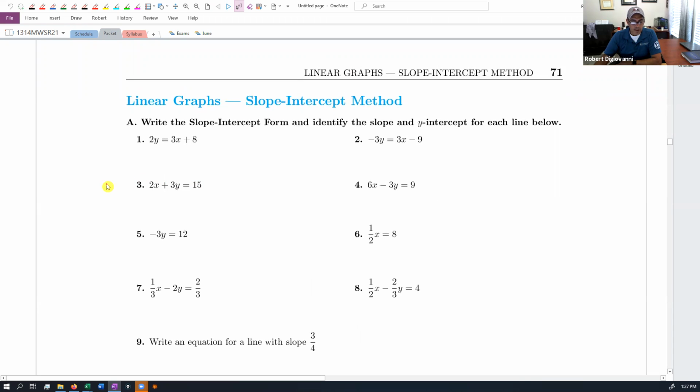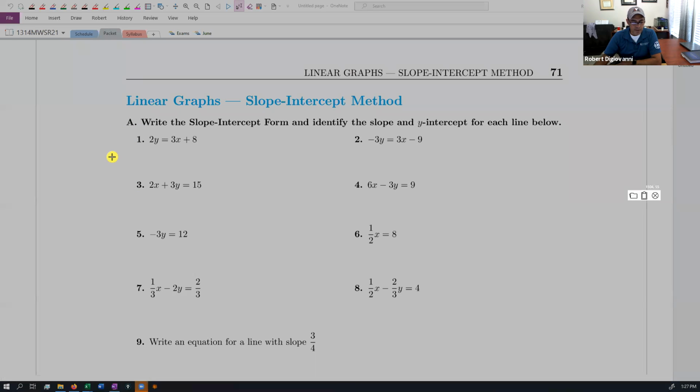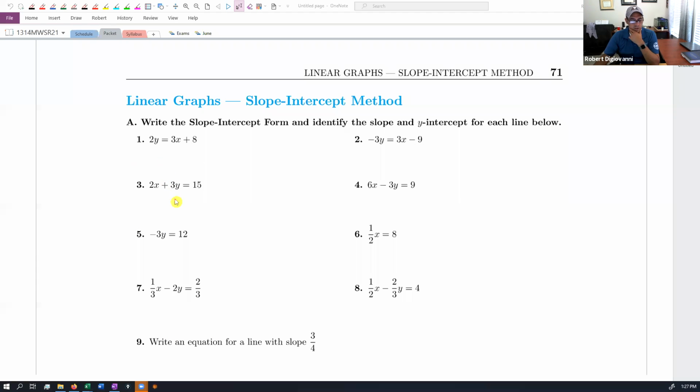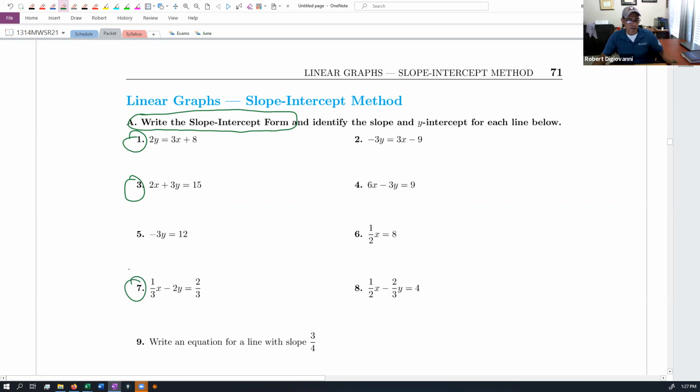Okay, why don't I give you a couple of minutes. We only have about 13 minutes left. Why don't we take the next 5 minutes to see if you can find the equation in slope intercept form. Let's do 1, 3, and let's see if you can do 7. In other words, solve each of these for y and make it look like y equals mx plus b. Don't bother drawing them right now. Just see if you can solve for y. And we'll take about 5 minutes for that.